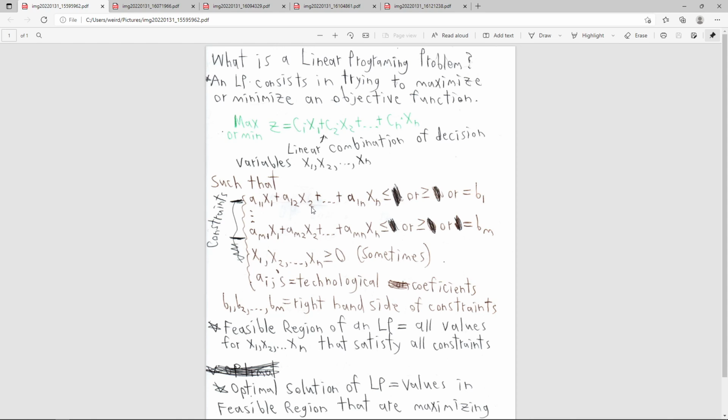You have a12 x2 plus, plus, an times xn, and you have less than or equal to, or greater than or equal to, or equal to b1. Same goes for all of them until you get to the last row: am1 x1, eventually to amn xn, less than or equal to, greater than or equal to, or equal to bm.